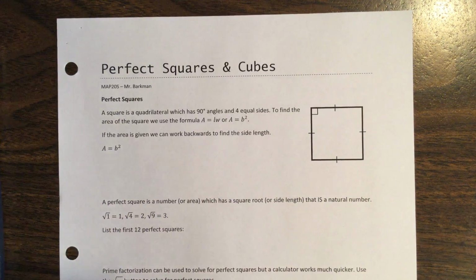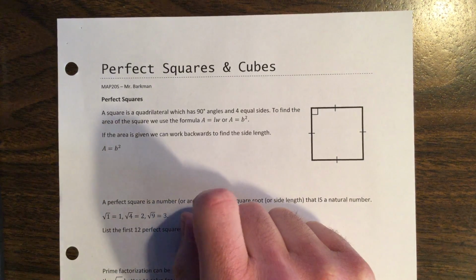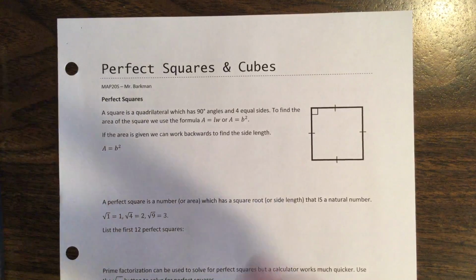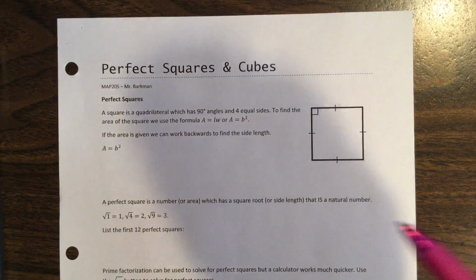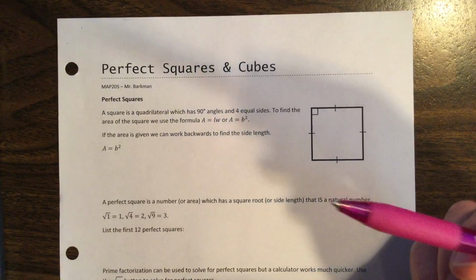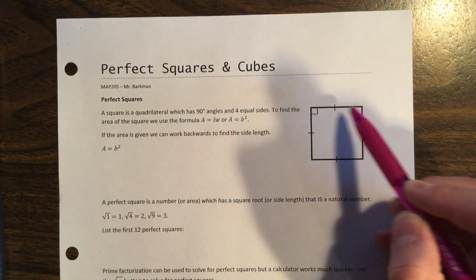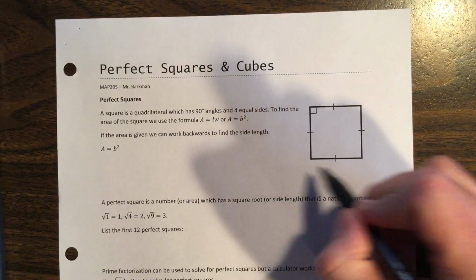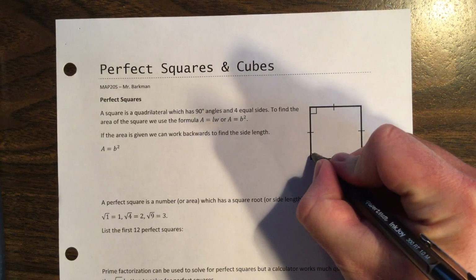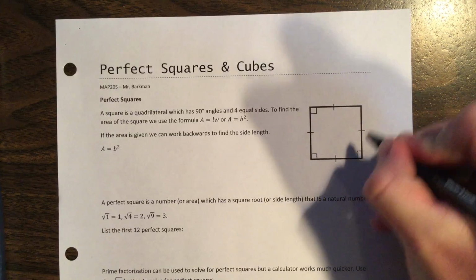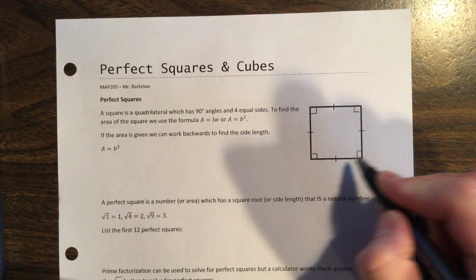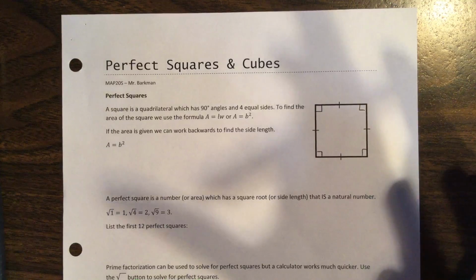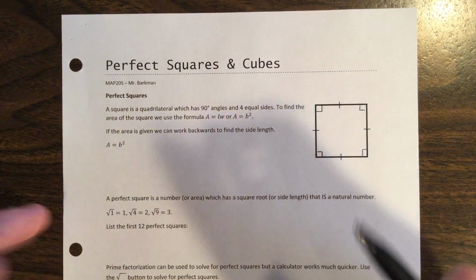All right, so we're going to take a look at perfect squares and cubes in this lesson. We're going to start with perfect squares, and then we're going to move on to perfect cubes. Now, when we think about a perfect square, most of you should understand that a perfect square is a quadrilateral, a four-sided shape, which has 90-degree angles in each of its corners, and all four sides are exactly the same.